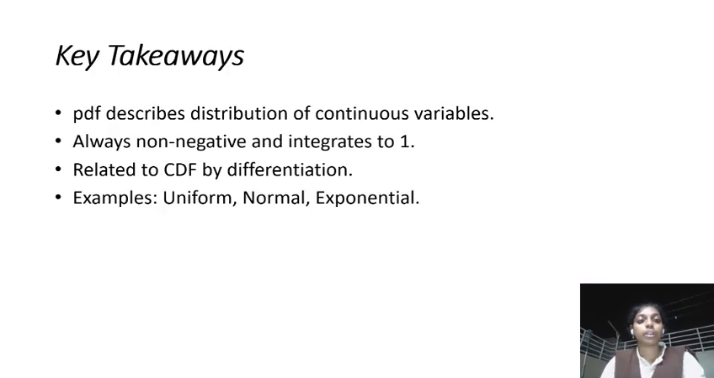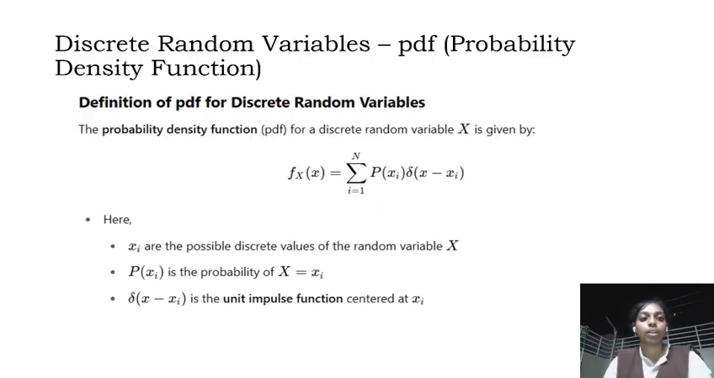Here are some of the key points to know about probability density function. There are four key points. First, probability density function describes the distribution of continuous variables. Next, it is always non-negative and integrates to 1. Third, it is related to CDF, cumulative distribution function, by differentiation. Examples: uniform, normal, exponential.